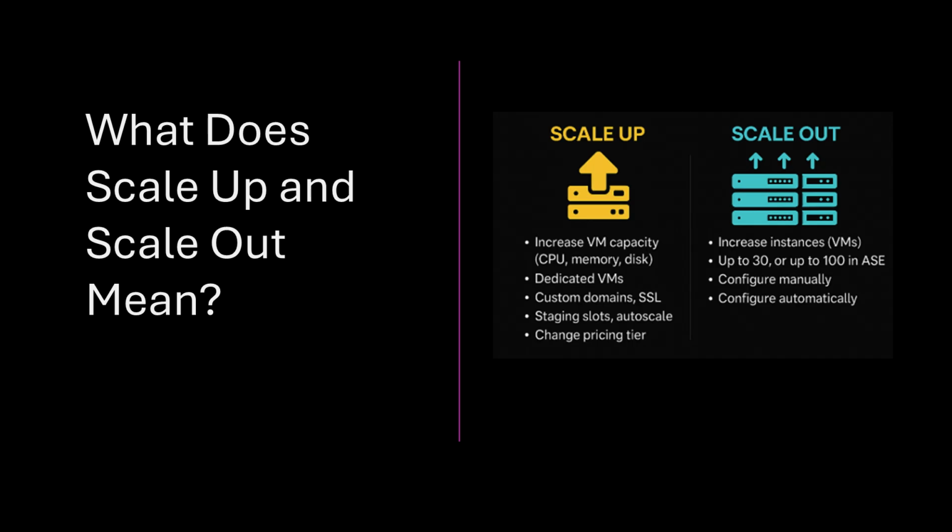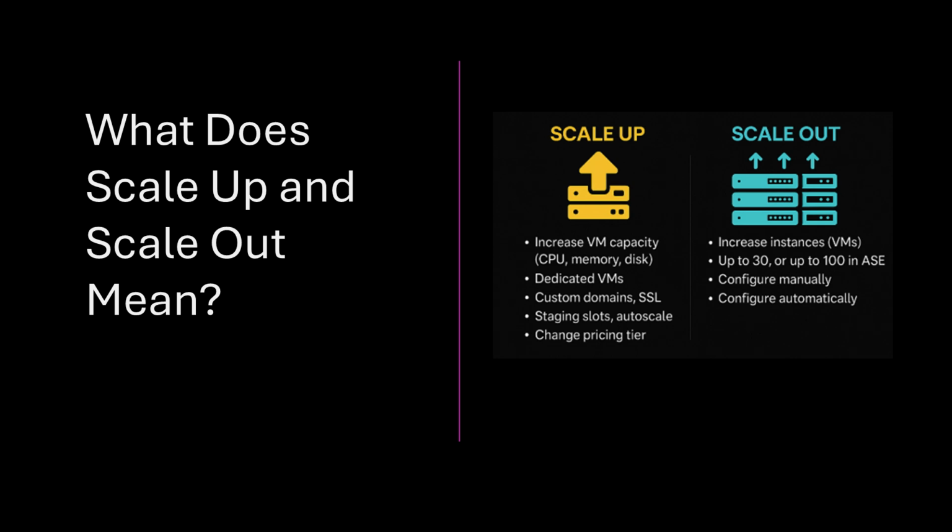When you scale up, you are enhancing the capacity of your existing virtual machine. You get more CPU, memory, and disk space, access to premium features like dedicated VMs, custom domains, SSL bindings, staging slots, and autoscale support. To scale up, all you need to do is change the pricing tier of your app service plan. For example, moving from the free tier to basic, then to standard or premium as your needs grow. Use this when your app needs more power, not necessarily more instances.